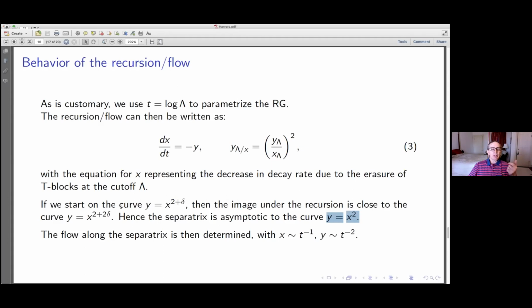But it's interesting to note that somehow you really need to take a logarithm here to see kind of a linear form for this RG. Once you know that this is the separatrix, then you can plug that in. We have dx dt equals minus x squared. And so that means the behavior of x and y are determined. There, x goes like t inverse, y goes like t to the minus 2.